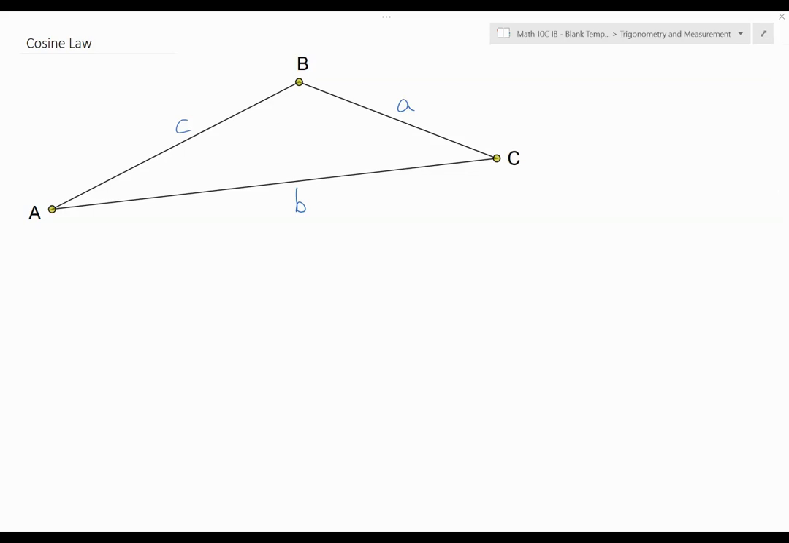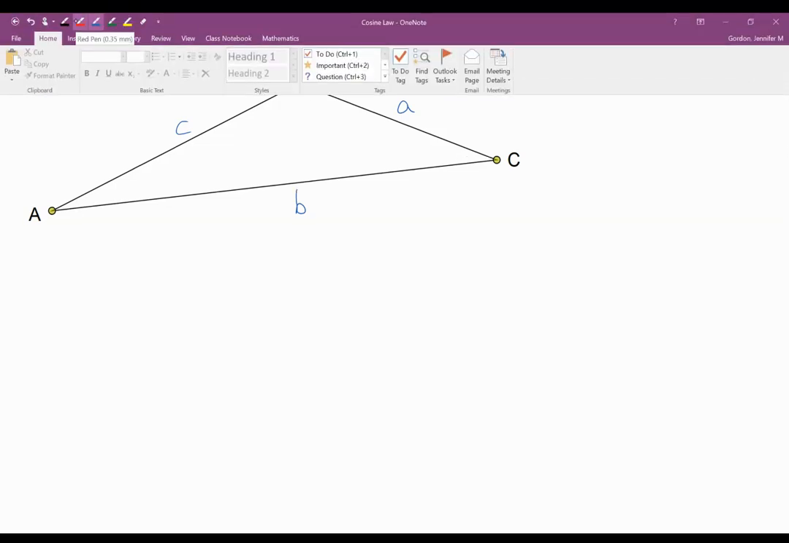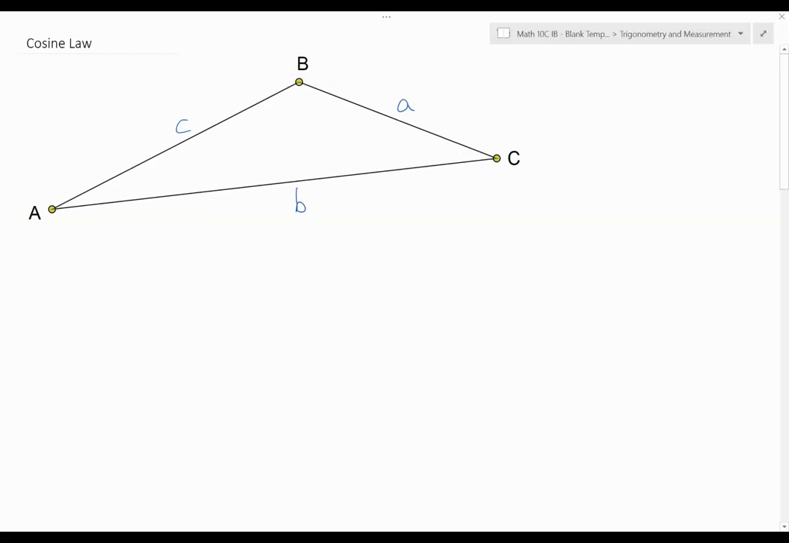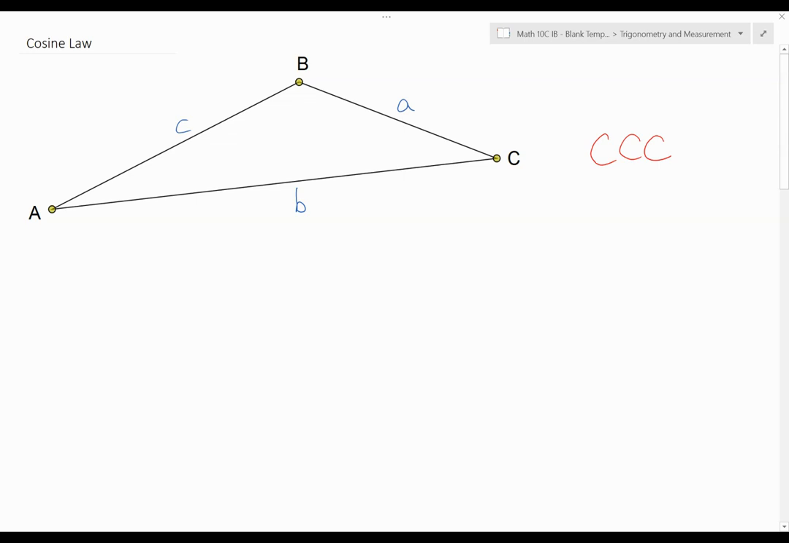I can use the sine law if I know a pair of angle and side that are opposite to each other, so if I know side A and angle A, and so on. But if I don't know a pair of opposites, this would happen under three sets of circumstances, but only two in which we can solve the triangle. The first is if I know all three sides. If I know the lengths of all three sides, but none of the angles, then I can't use the sine law because I can't establish a single proportion.